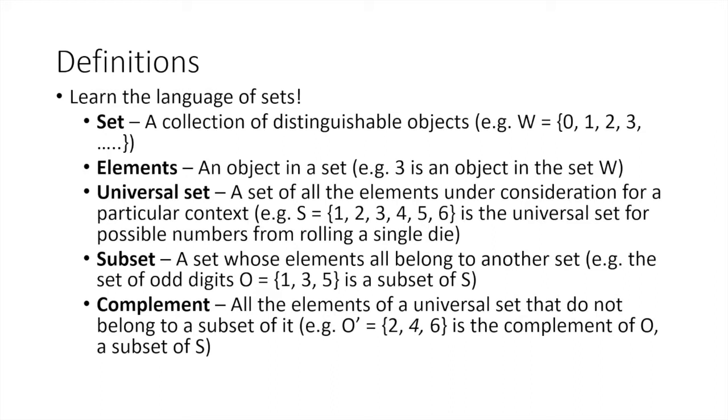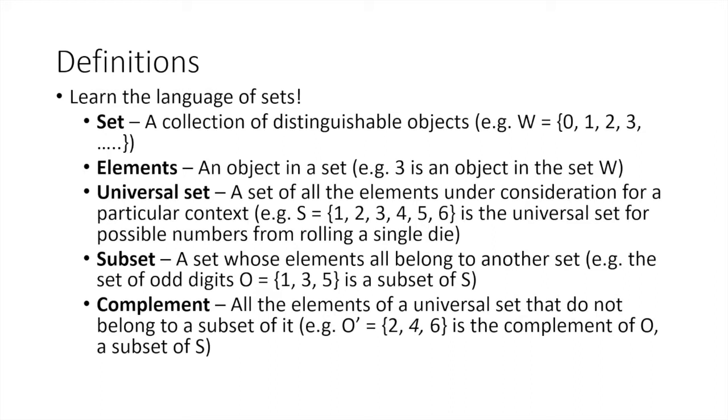If we wanted to talk about a scenario like rolling a die and writing out all the possible outcomes of that roll, what we end up with is the set S, which in our case is 1, 2, 3, 4, 5, 6, and that for this scenario of rolling a die would be the universal set. So the universal set, by definition, is all the elements contained within a given scenario.